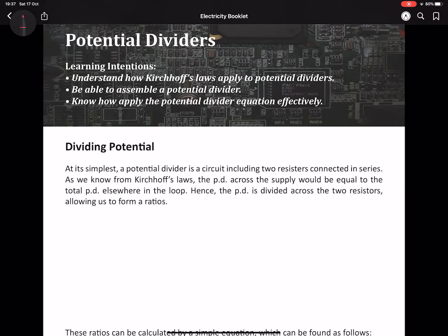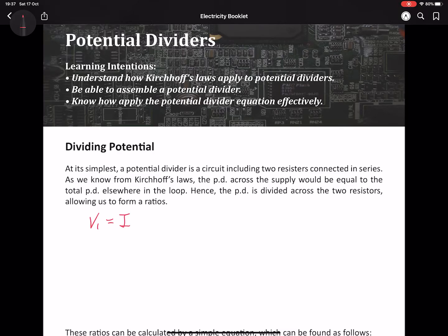Now, generally this can take a variety of different forms, perhaps one of those resistors in parallel with something else, or maybe one of the resistors is a specialist resistor, like a thermistor or an LDR. In either case, we know that the potential of the supply is shared across everything in series.